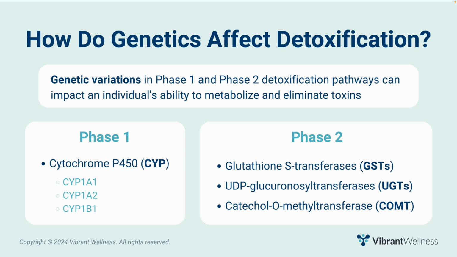Genetic polymorphisms, or SNPs, in CYP genes can lead to variable enzyme activity. Phase 2 detoxification involves conjugating toxins with water-soluble molecules to facilitate their excretion. Glutathione S-transferases and UDP glucuronosyltransferases are key enzymes in this phase. For example, genetic polymorphisms in GST genes can influence susceptibility to various cancers and other diseases, and genetic variants in UGTs can affect the metabolism of drugs and environmental toxins.